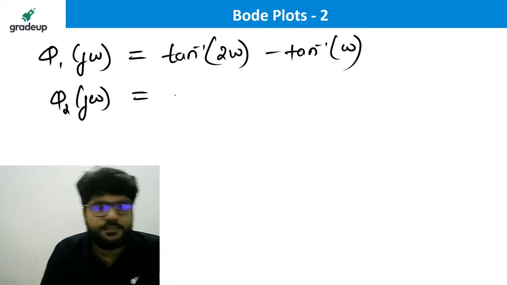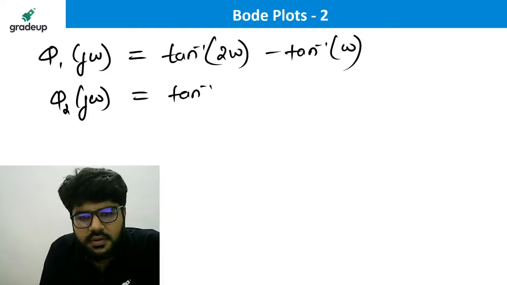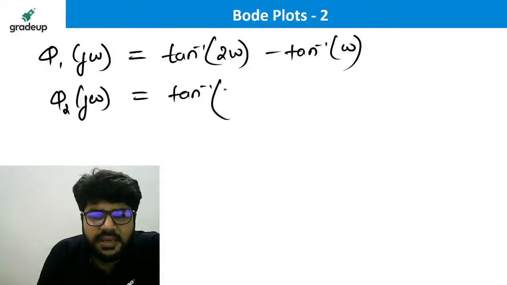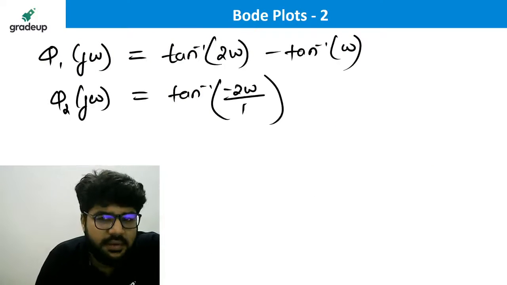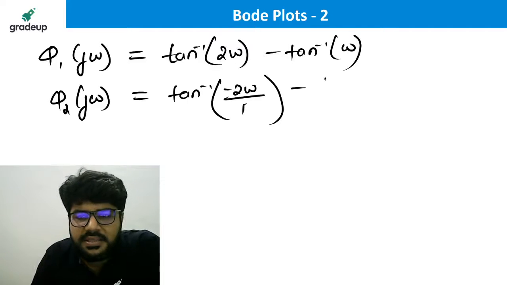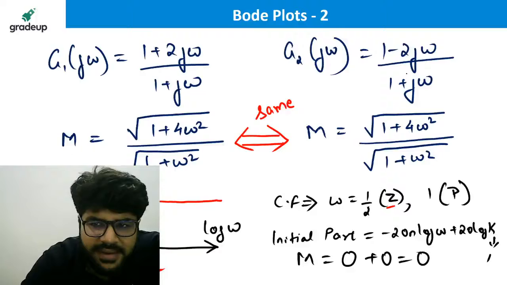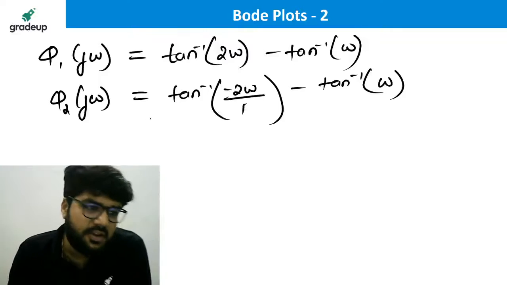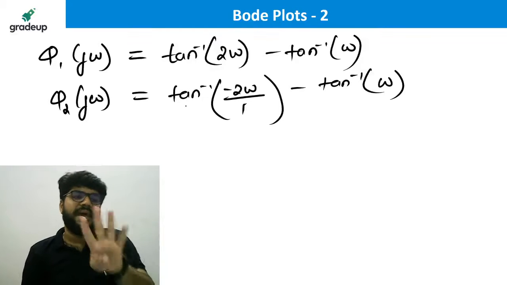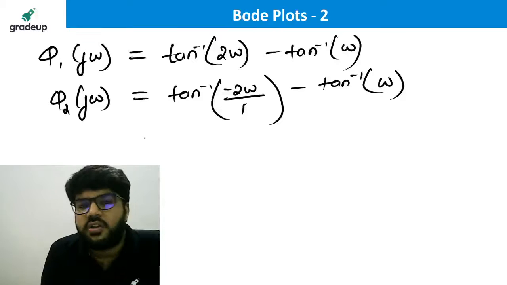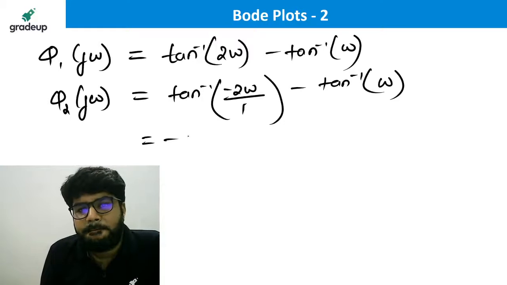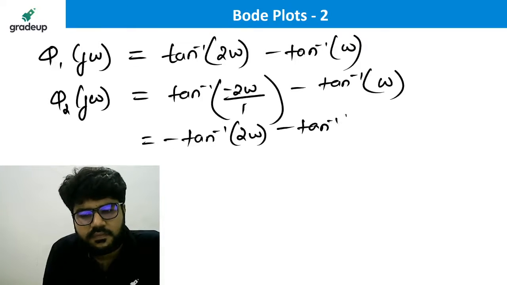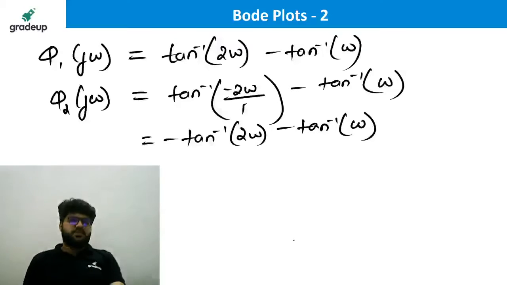Phi 2 of j omega. Now the numerator is x minus jy, fourth quadrant, so minus 2 omega by 1: tan inverse of minus y by x. Minus tan inverse, the denominator is the same, tan inverse omega. But the numerator was not the same, so the phase will not be the same for both the functions. Fourth quadrant formula, guys, I've told you: the fourth quadrant formula is minus tan inverse y by x.